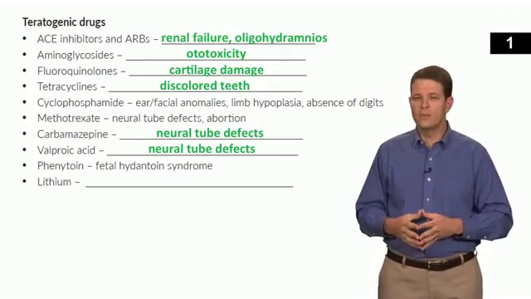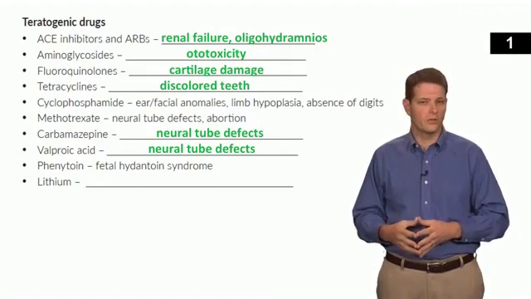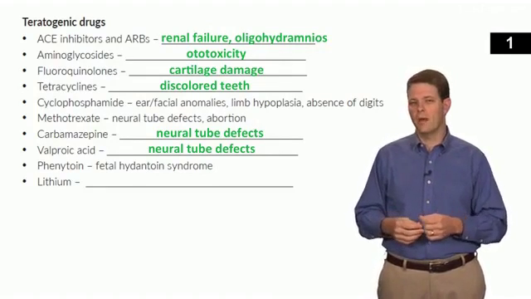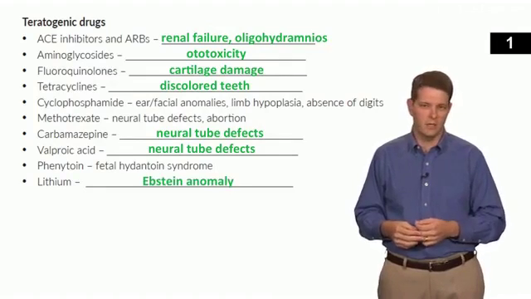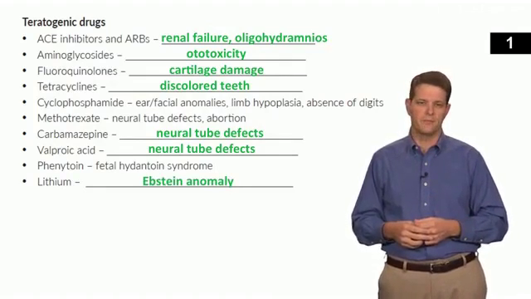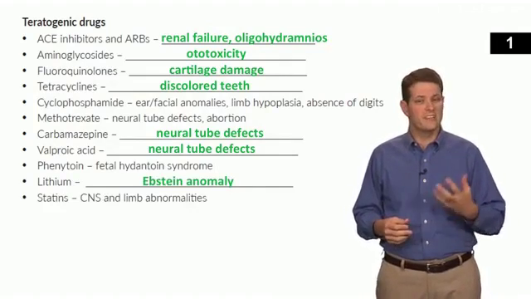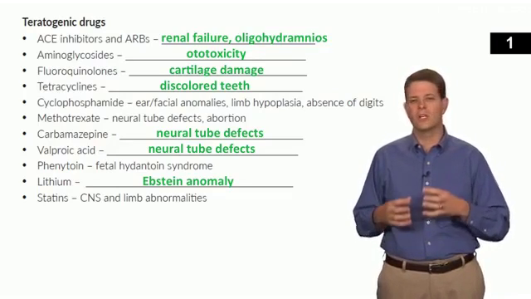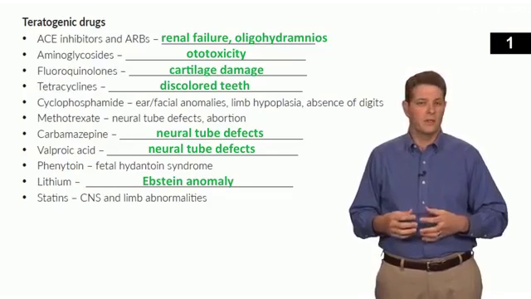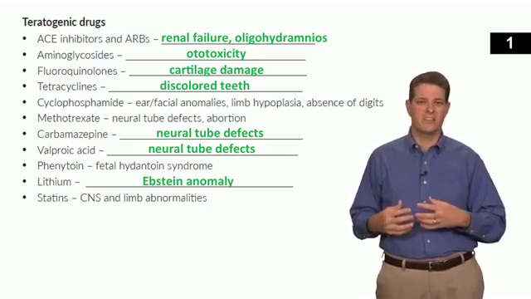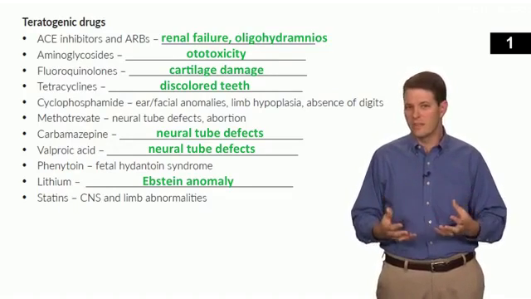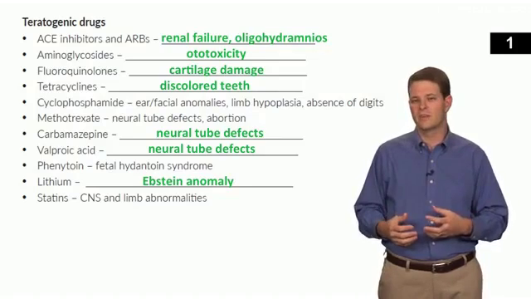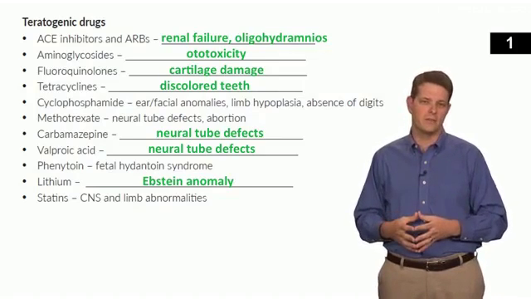Lithium is used as a mood stabilizer in patients with bipolar disorder, but it can cause a cardiac malformation called an Ebstein anomaly. We're going to talk about that in the cardiology section. Atorvastatin and other statin cholesterol drugs are basically contraindicated in pregnancy because they interfere with cholesterol synthesis, which is a really important process for making steroid hormones and other things that a developing fetus needs. So there's a possible increased risk of CNS and limb abnormalities.